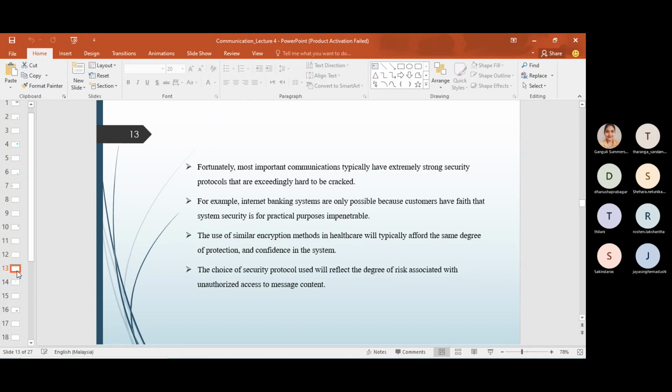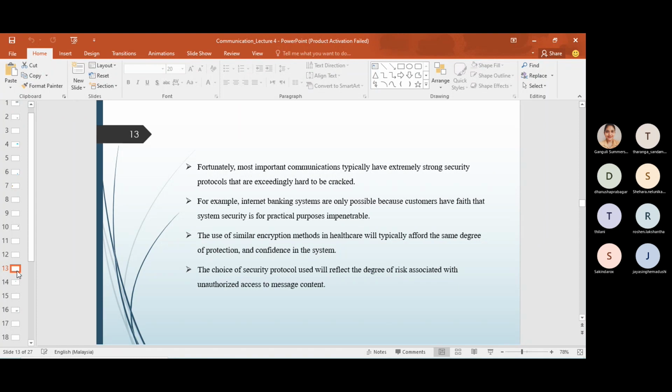The choice of security protocol reflects the degree of risk. That means if the degree of risk is very high for a certain document, then you have to choose a very strict security protocol to prevent unauthorized access. And if the degree of risk is mild, not too much, then you can use a normal security protocol.